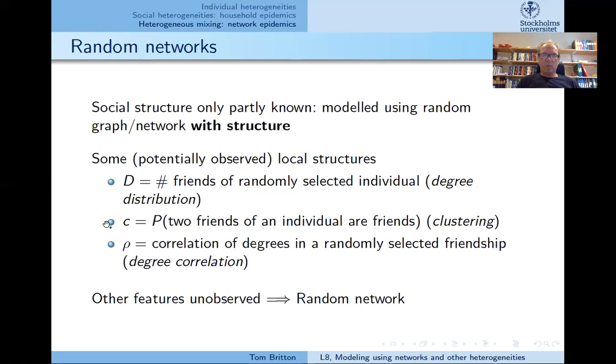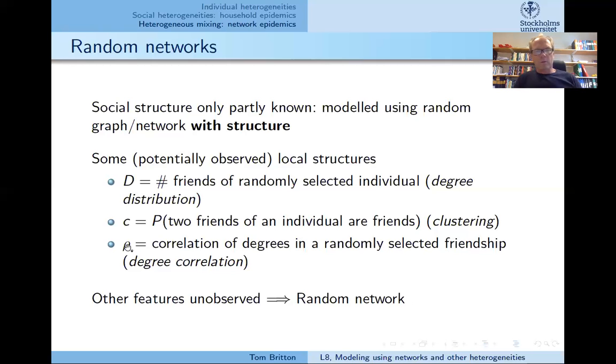Another thing that you might know about the underlying social network is the amount of clustering. And clustering is quite often defined as the fraction of my friends that are friends themselves. And there is another thing called the correlation of degrees in a randomly selected friendship. So the degree correlation reflects whom people interact with. So a positive degree correlation means that socially active people, people with high degree, tend to mix with other people of high degree, whereas a negative degree correlation reflects the opposite situation, meaning that an individual with high degree typically connects to individuals with low degree.